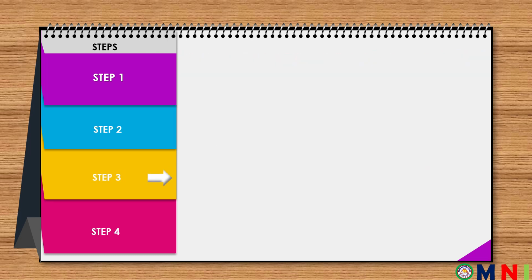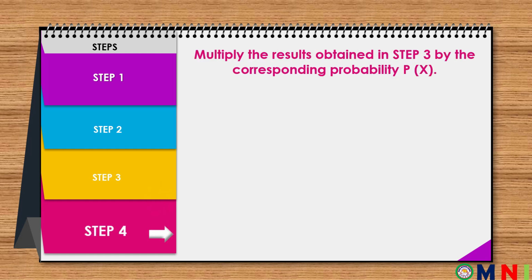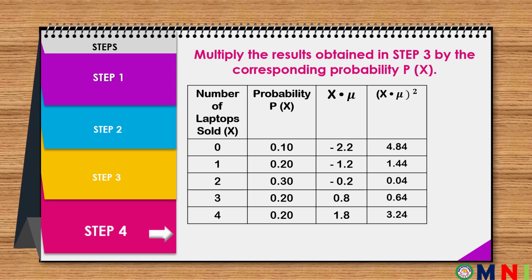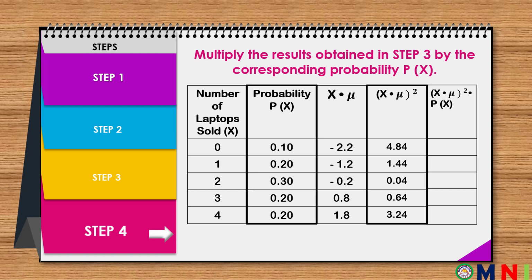Let us now proceed to step 4. In step 4, multiply the results obtained in step 3 by the corresponding probability or P of x. So we will use the second column multiplied to the fourth column. So we have here 0.10 times 4.84, that is equal to 0.484.